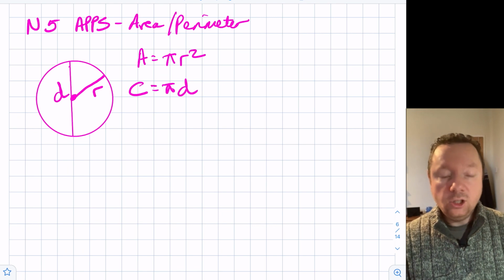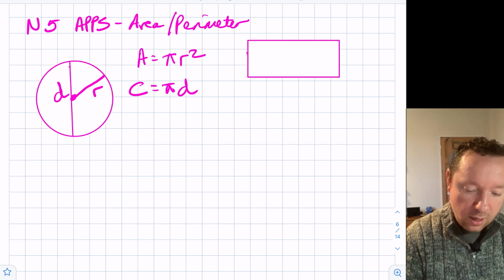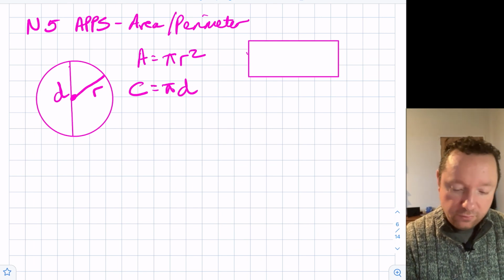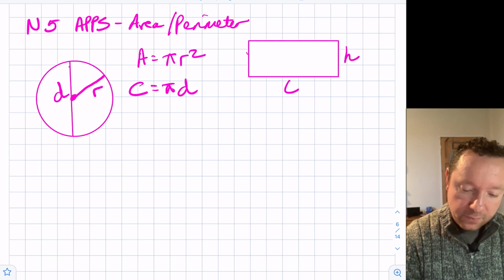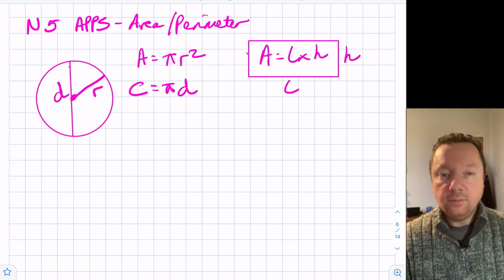A couple of other ones that you should know, I'll not go through every possible thing. For a rectangle, you've got the length and the height, or the length and the breadth. I'll call it the length and the height. The area of this is simply the length times the height, the two sides times together.